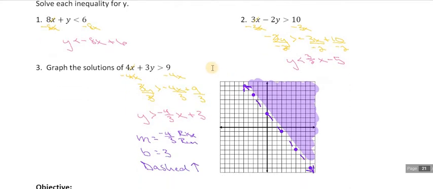And then in number 3, when we isolate y, we end up with y is greater than negative 4/3 x plus 3. The slope is negative 4/3. The y-intercept is positive 3. We need our boundary line to be a dashed line and shade above because it's greater than. So here's our y-intercept of 3, slope of negative 4 over 3.